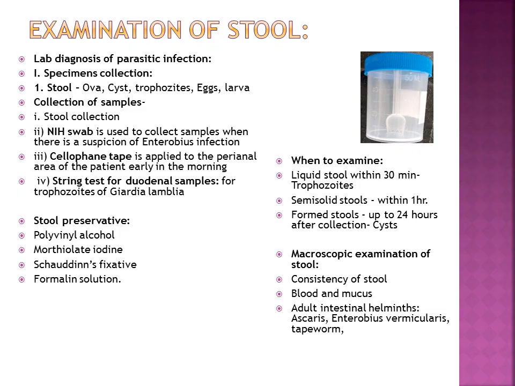For lab diagnosis of parasitic infection, the specimen is stool and it is done for detection of ova, cysts, trophozoites, eggs, larvae of the parasites. So collection of sample is done by direct stool examination, or other samples can be NIH swab, that is National Institute of Health swab, used to collect samples from the perianal area in Enterobius infection. Then cellophane tape is applied to the perianal area of the patient early in the morning, or string test for duodenal samples for trophozoites of Giardia lamblia. So these are different methods of sample collection of the stool.